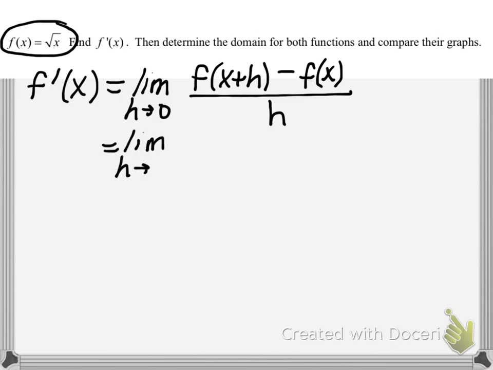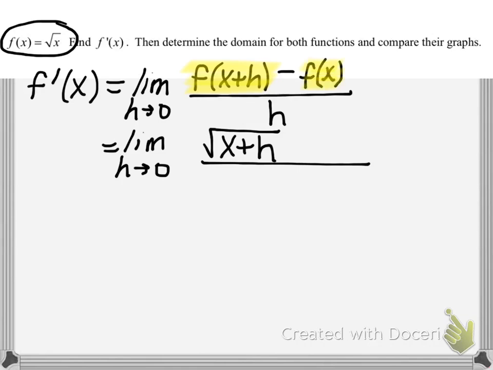So when we compute, the first part of this is the f of x plus h part. Remember, that's telling you to take x plus h and to substitute it into your function, the square root of x. So that becomes the square root of x plus h. Then the second part tells us to just subtract. Here we're just subtracting f of x, the original function. So that's minus the original function, square root of x, all divided by h.